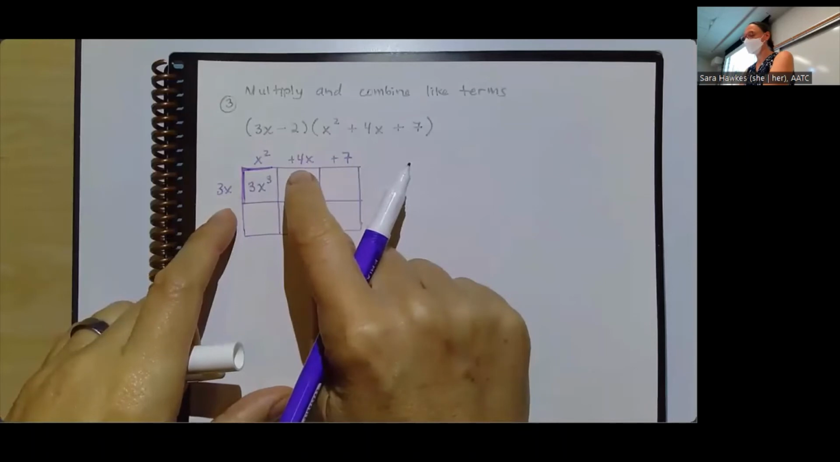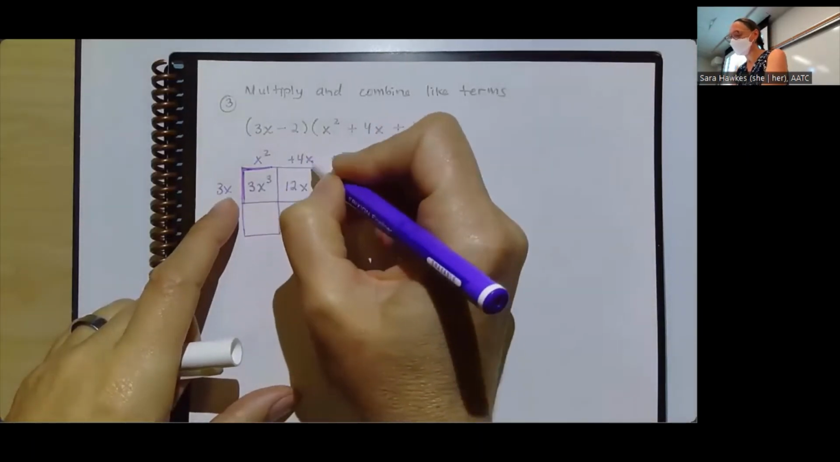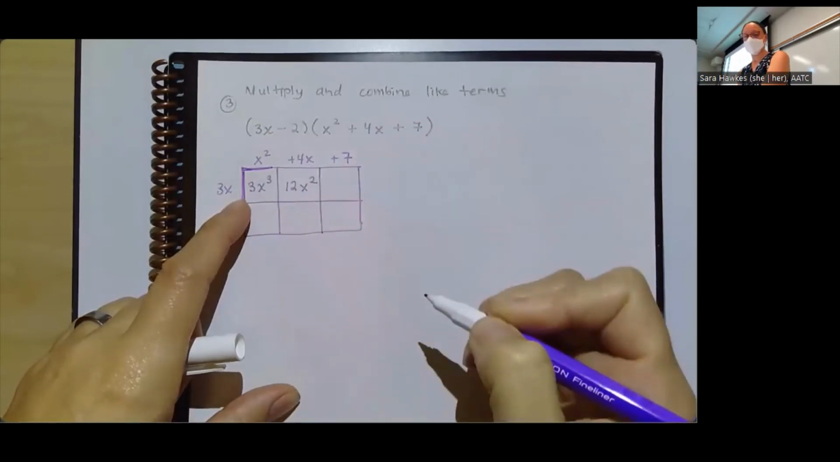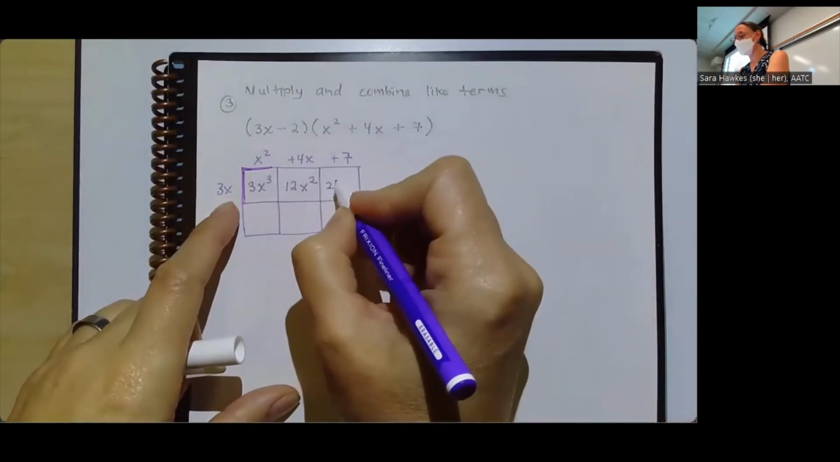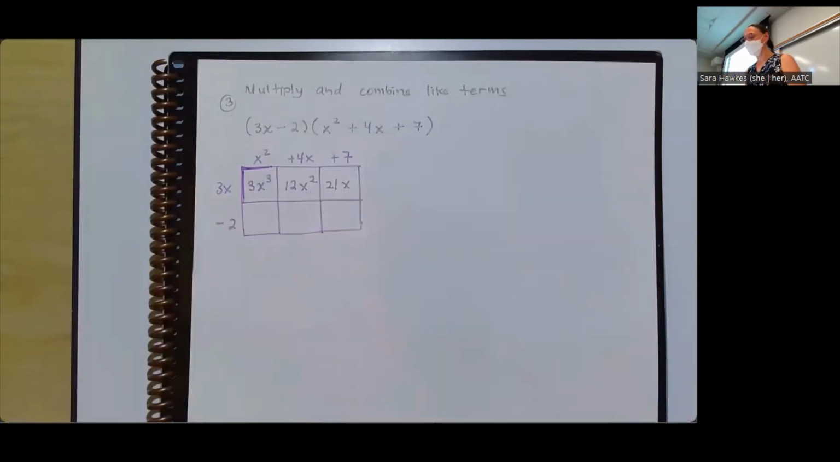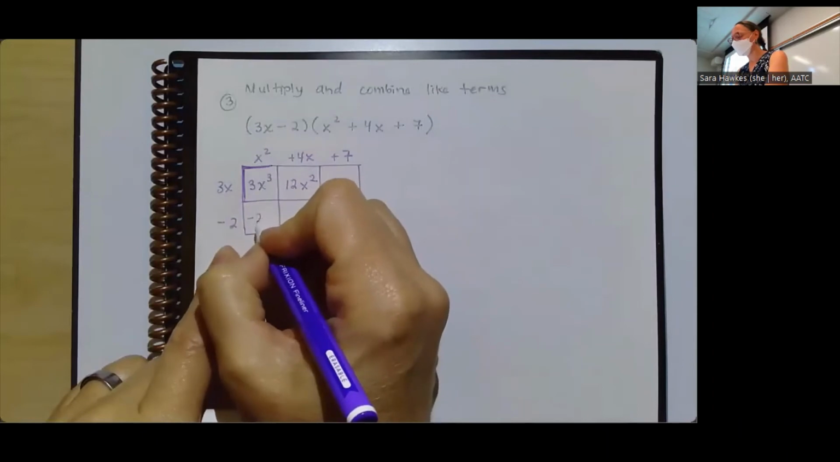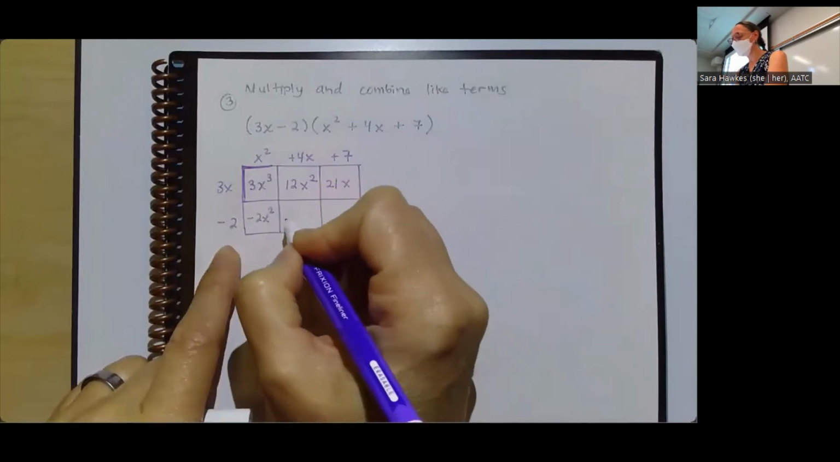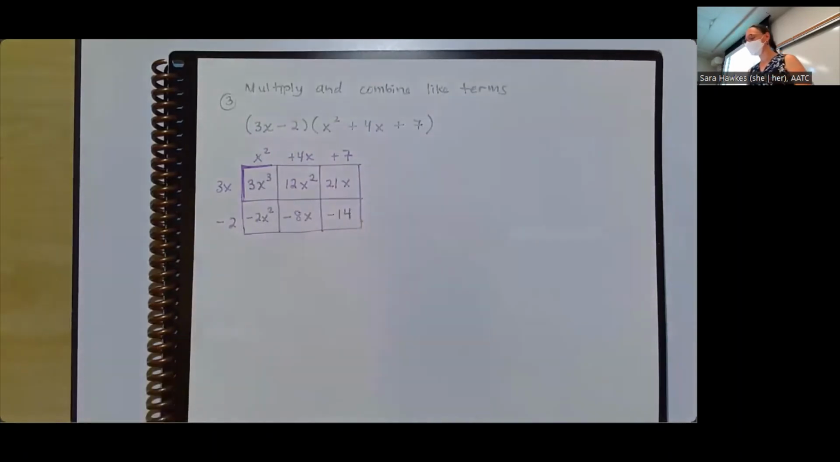3x times 4x. 3 times 4 will give me 12. X times x I can write as x squared. 7 times 3 is 21. And then I've got an x. If I come through and multiply everything by negative 2, that's a negative 2x squared, a negative 8x, and a negative 14.